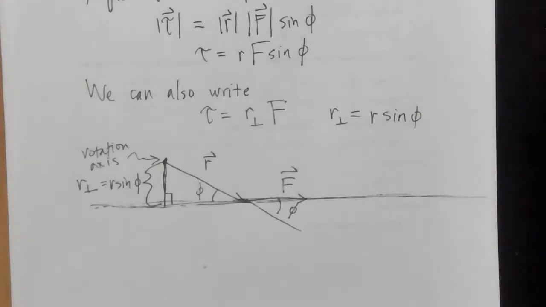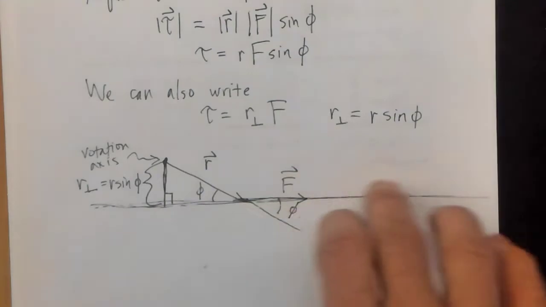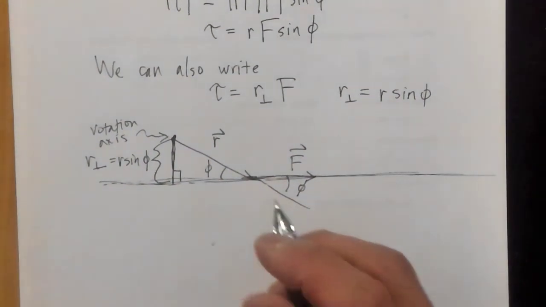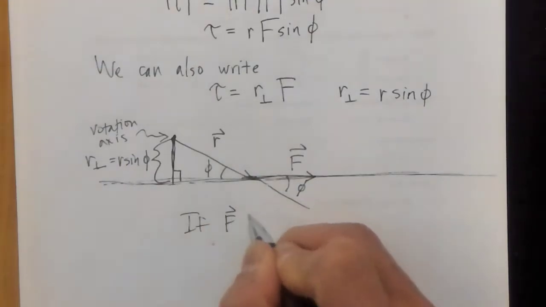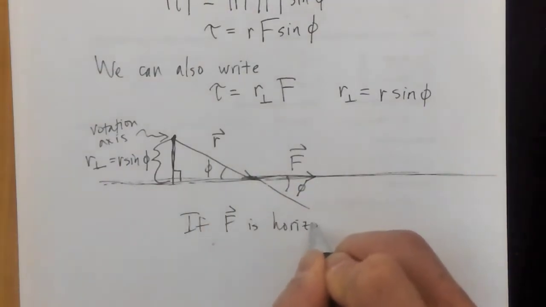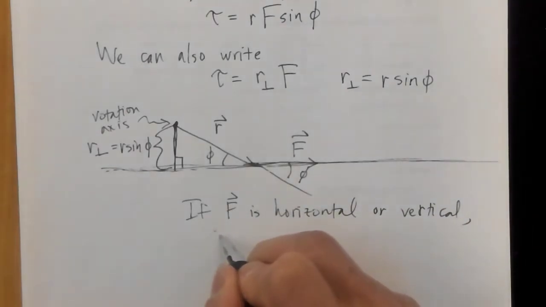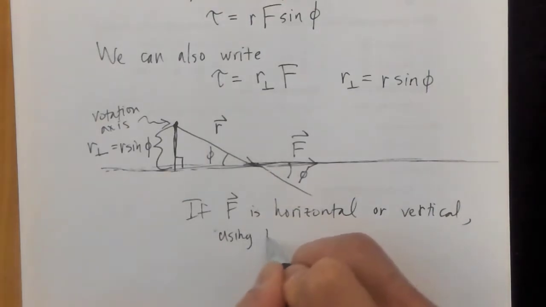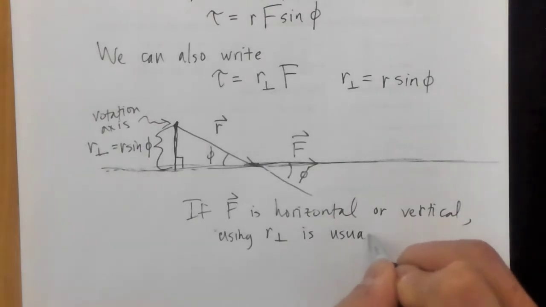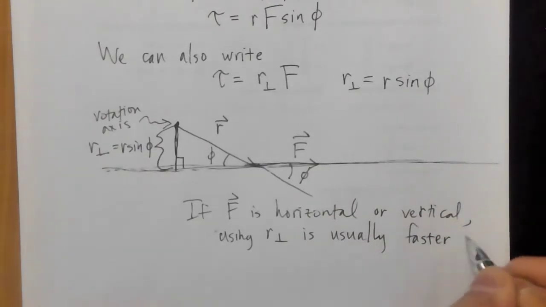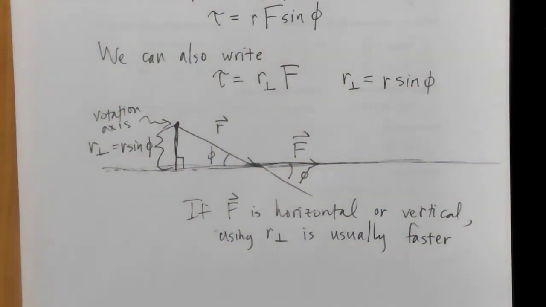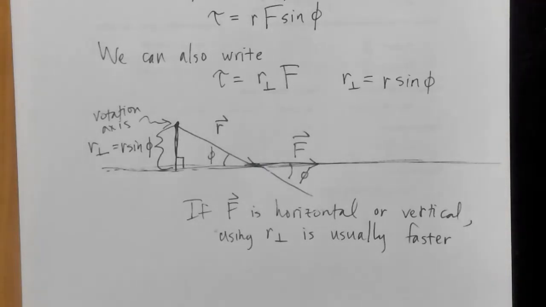So the reason why these R perpendiculars are sometimes useful is if F is horizontal or vertical, using R perpendicular is usually faster. All right? Because if it's horizontal or vertical, it's easy to draw this straight line through. And in fact, sometimes in the problem, they give you all the distances relative to vertical hash marks or horizontal hash marks. And so you can measure these R perpendiculars very quickly.